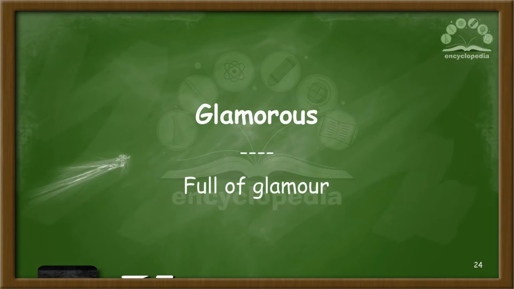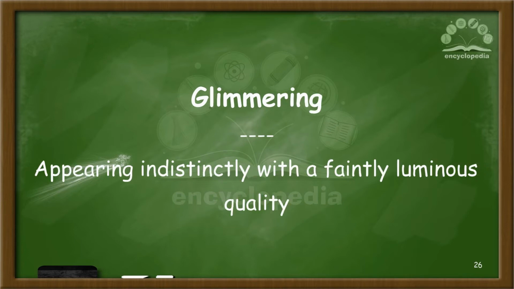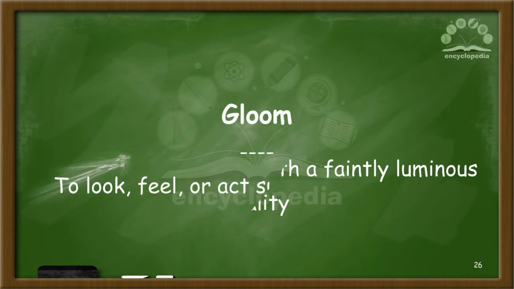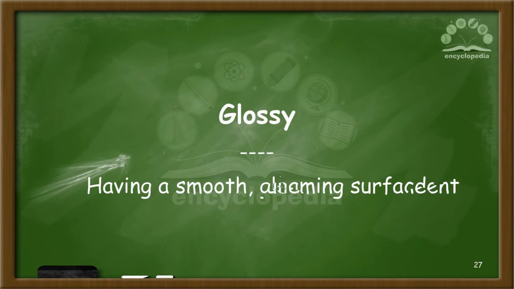Glamorous. Glamorous means full of glamour. Glimmer. Glimmer means a faint, unsteady light, feeble, scattered rays of light. Glimmering. Glimmering means appearing indistinctly with a faintly luminous quality. Gloom. Gloom means to look, feel, or act sullen or despondent. Glossy. Glossy means having a smooth, gleaming surface.